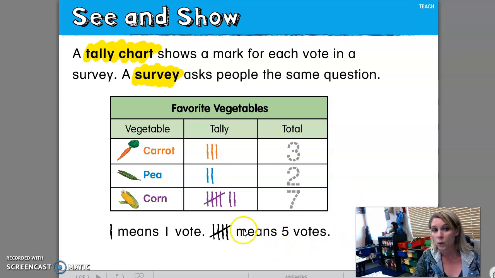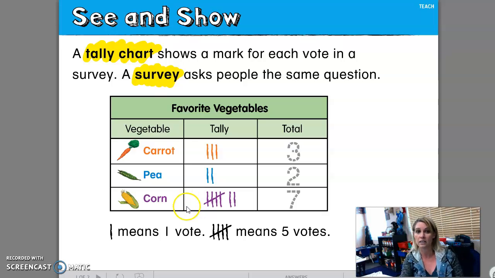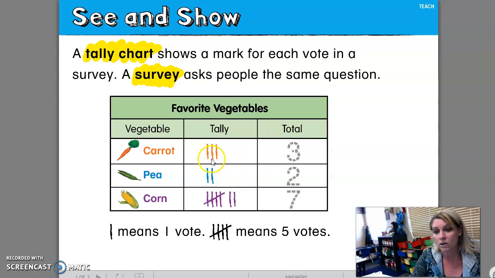And remember, when we're doing tallies, so that we can keep track of how we count them, we can count them easier when we put them in bundles of 5. So we do 1, 2, 3, 4, and then our 5th one goes across like that. That's just a reminder. Then on the side of our tally chart, we are going to put the number that represents the number of tallies. So I'll have 3 here, the number 2 here, and the number 7 here.